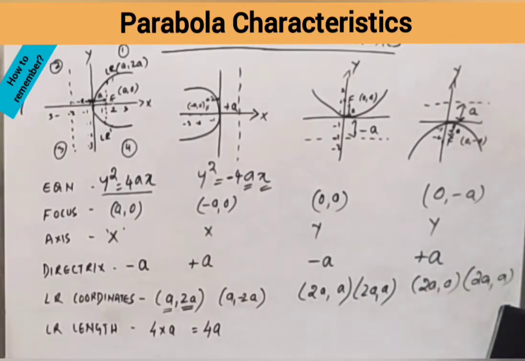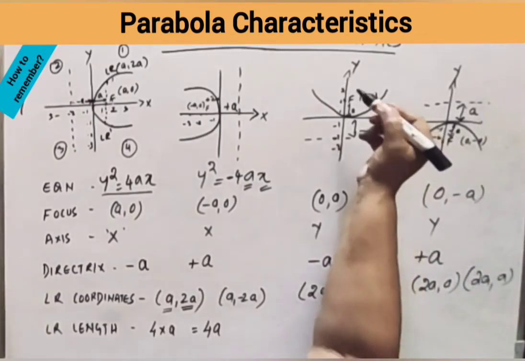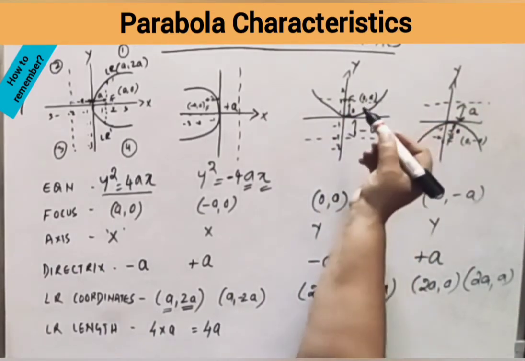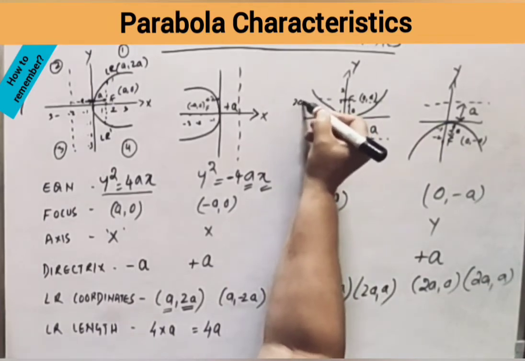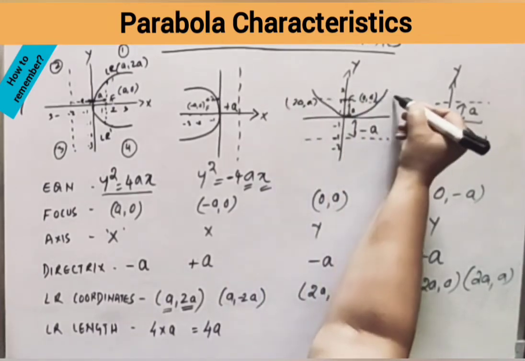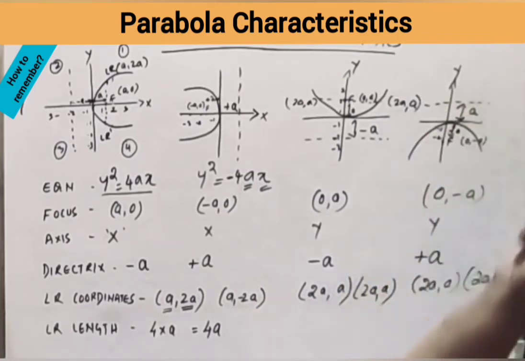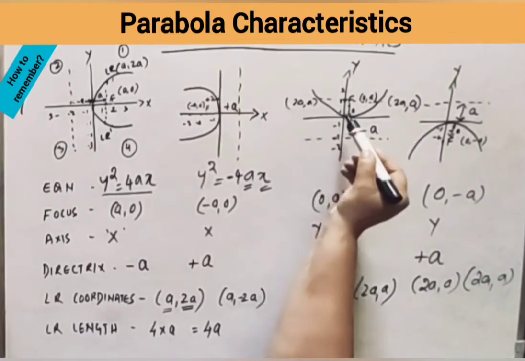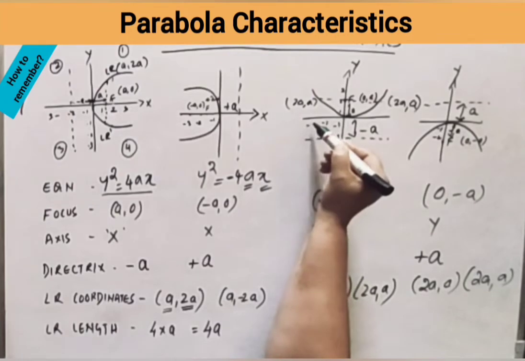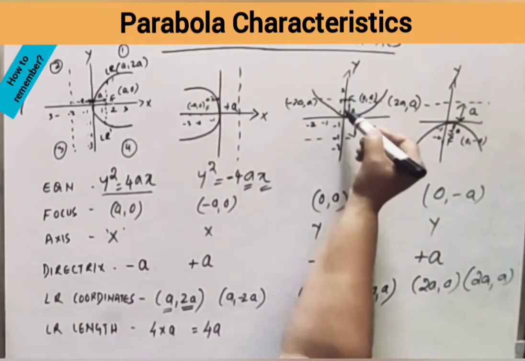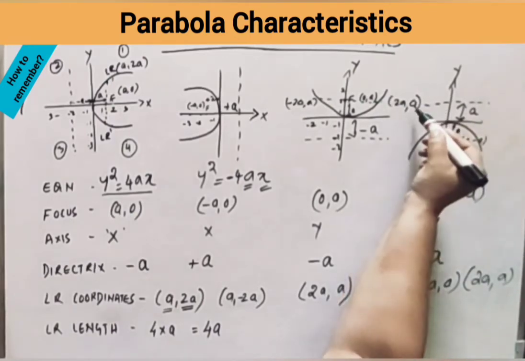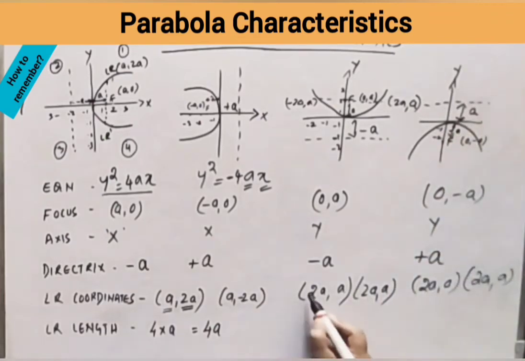Now we need to determine the signs. What will be the sign for the LR coordinate? This is the LR coordinate. So, we know it will be (2a, a), and here also it will be (2a, a). So, what will be the sign? This is the x-axis, x is on the negative side, right? So, it will be (-2a, a), and y is positive, so a. And here x is positive, 2a, y is also positive, so a.